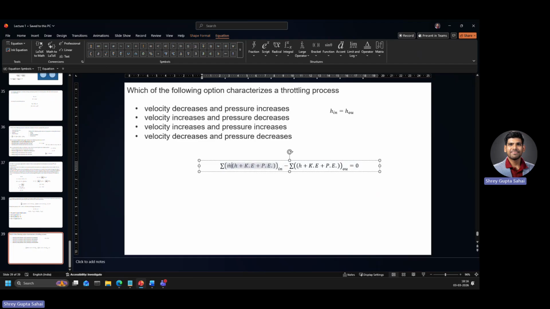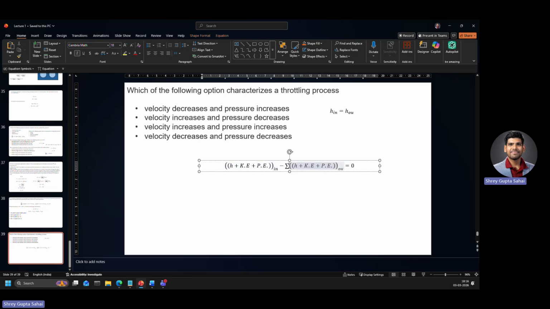If you have a single stream, then the summation will also go away. And then in general, what you see is that your kinetic energy and potential energy at inlet and outlet are generally at the same height, or if there is a difference, it might not be very important compared to the total enthalpy, the H component in these two terms. And kinetic energy is also something very low.